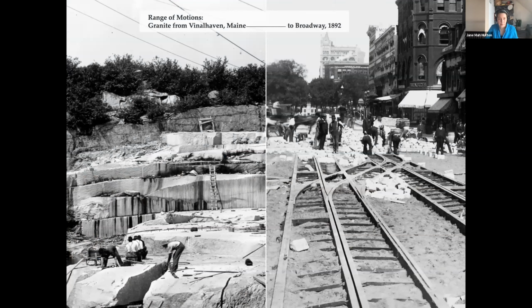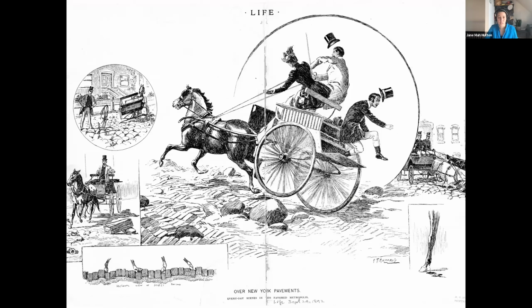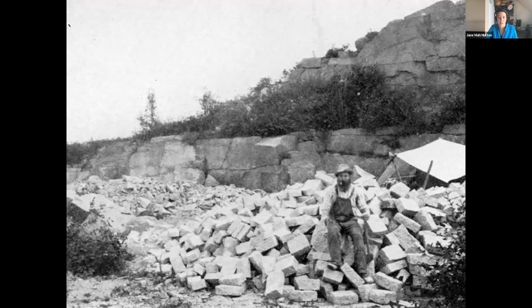So the second one is about granite from Vinalhaven, Maine, that was used to pave Broadway. It focuses on this moment in time when there's a desire to really smoothen the streets, and a lot of this granite is coming from New England, from Maine. I'm looking at this one archipelago, the Fox Islands, and it focuses on the developing union organizing and the solidarity between paving layers in New York City and paving cutters in Maine.